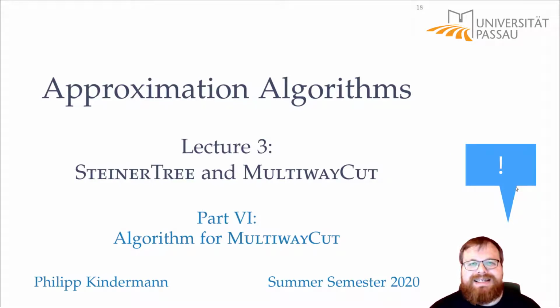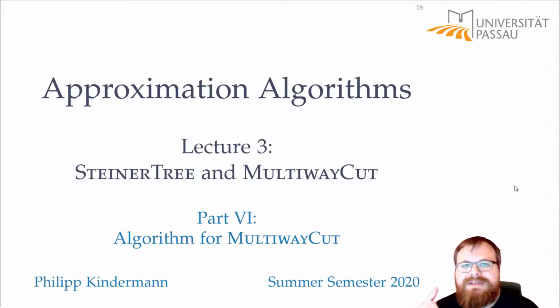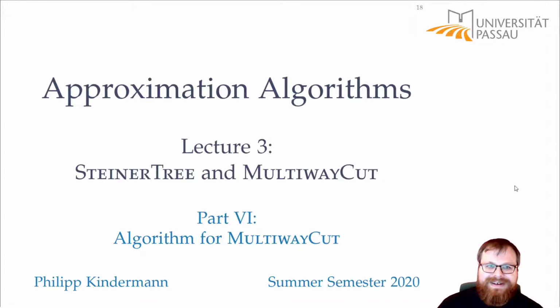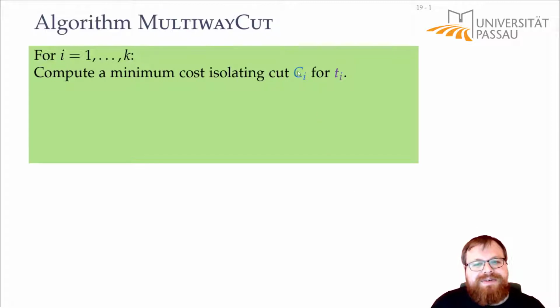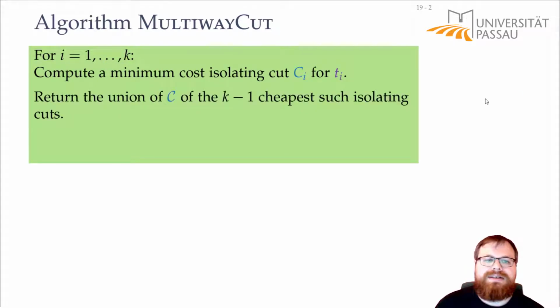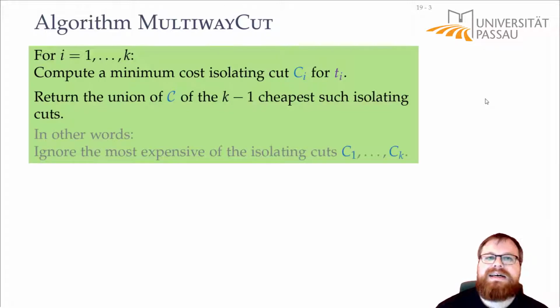I'm sure that you found it. You just take an isolating cut for every terminal that separates it from everything else, and if we do that for every terminal, then in the end they will all be separated. But if you're very smart, then maybe you also found a small improvement. So what we can do is first, for all the terminals we have, we compute a minimum cost isolating cut. And then we take only the k-1 cheapest such isolating cuts. So basically we ignore the most expensive one.